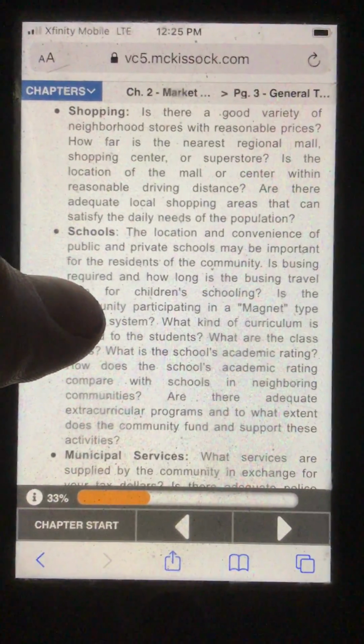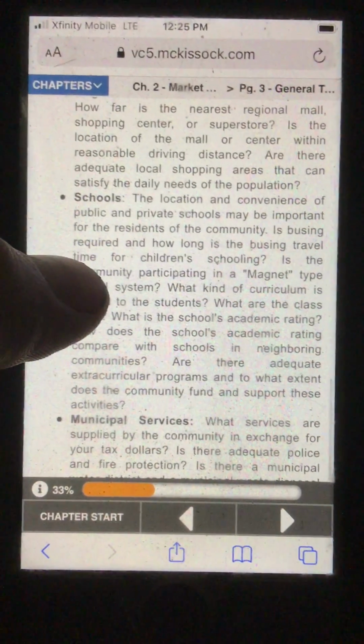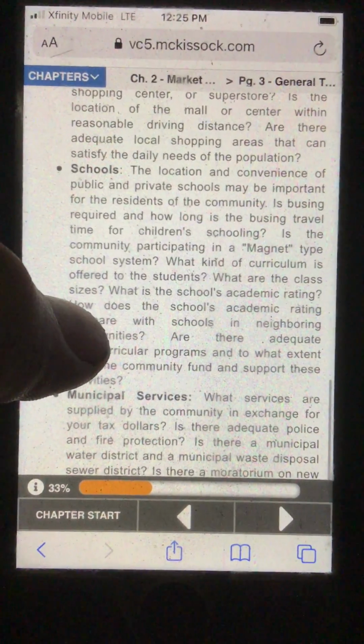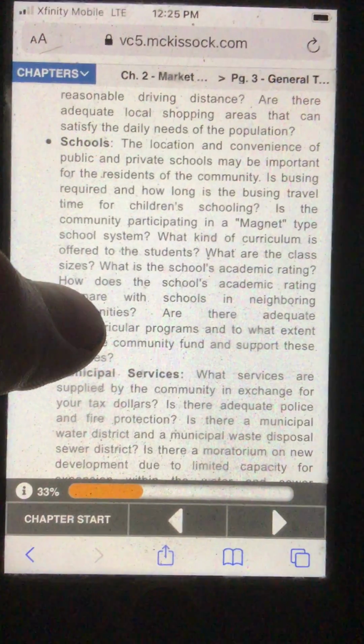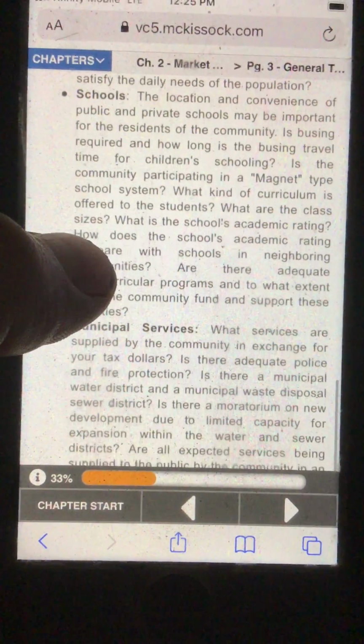Shopping. Is there a good variety of neighborhood stores with reasonable prices? How far is the nearest regional mall, shopping center, or superstore? Is the location of the mall or center within reasonable driving distance? Are there adequate local shopping areas that can satisfy the daily needs of the population?